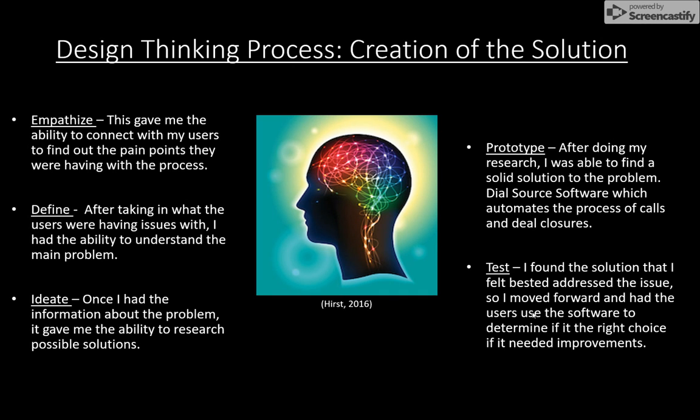Once I was able to define that problem, I was able to then move to the 3rd step, which is to do my research on different solutions and find a prototype that I can deliver to my users, which is that next 4th step. So after I did my research, I was able to find a solid solution to the problem. I leveraged the DialSource software, which automates the process of calls and deal closures, right? That's going to fix the problem of who owns what deal and get them paid. That's what we're looking for.